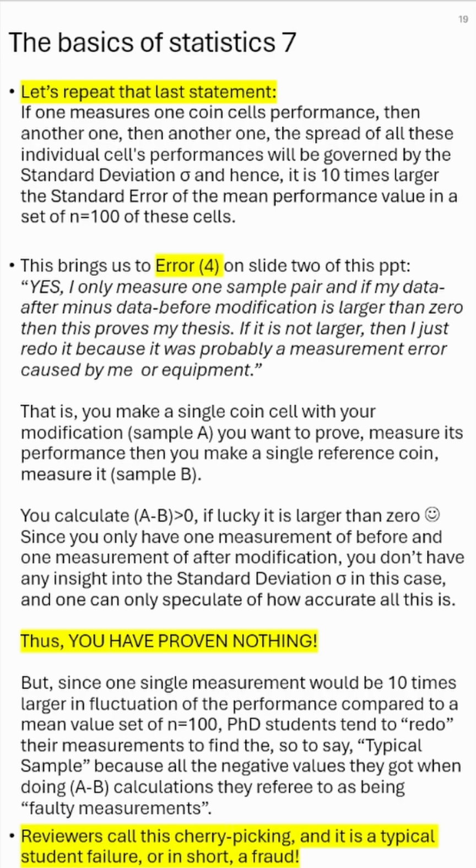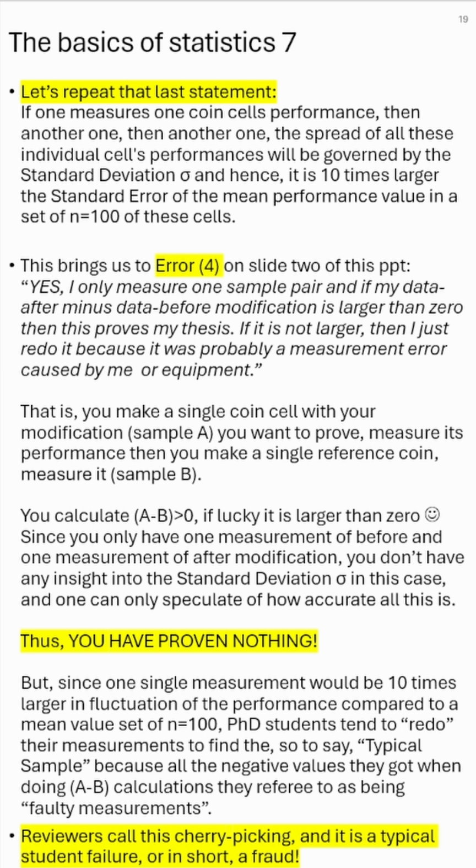So this brings us to the error 4, the deadly error 4 on the initial slide, where I said, yes, I only measured one sample pair, and if my data after minus data before becomes larger than 0, then this proves my point, my thesis. And if it's not larger, then I just redo it, because then it was probably caused by measurement error or equipment or me.